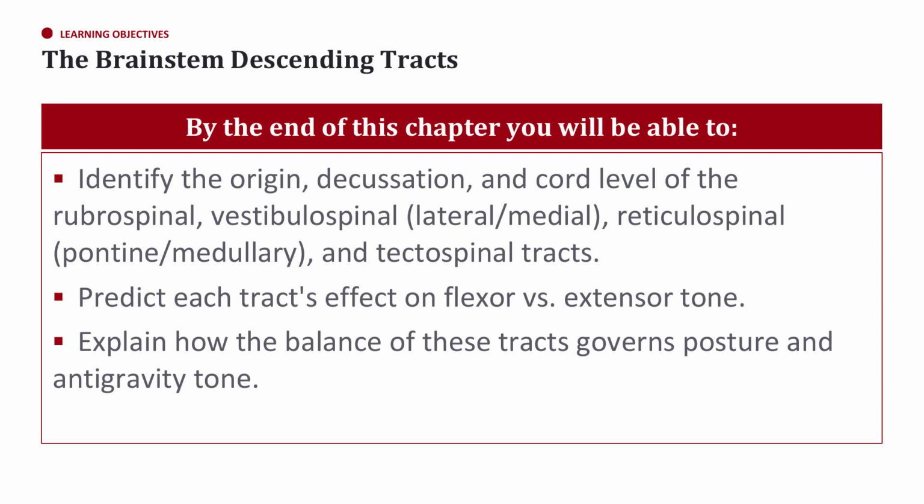For the brainstem tracts, aim to accomplish three things. Identify the origin, decussation, and cord level of each tract: rubrospinal, the two vestibulospinal, the two reticulospinal, and tectospinal. Predict each tract's effect on flexor versus extensor tone, and explain how the balance among them governs posture and anti-gravity tone. Those three will make the posturing chapter effortless.